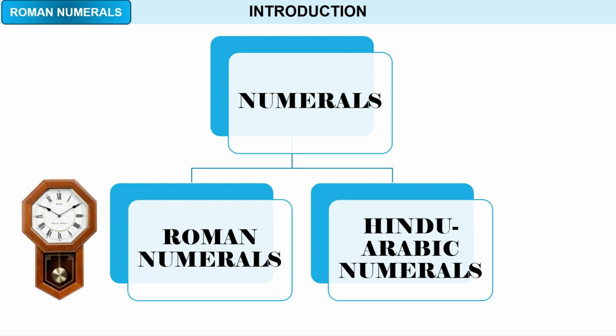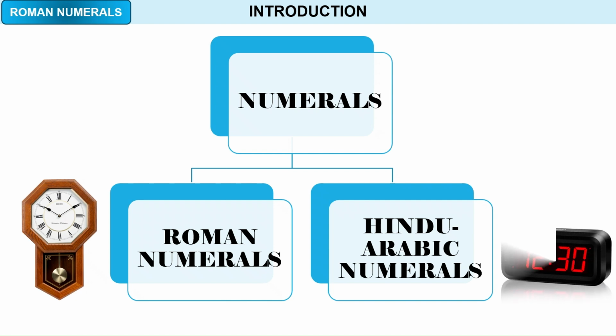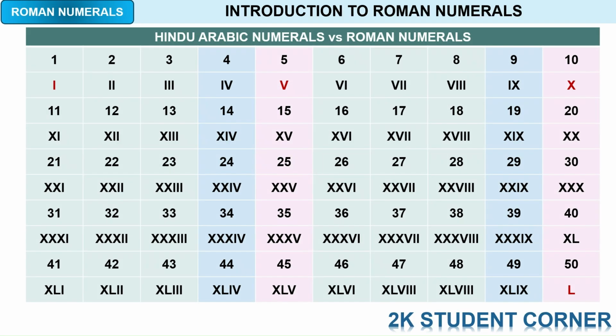The left-hand side clock has Roman numerals. The right side digital clock uses Hindu Arabic numerals to represent time. Roman numerals are older than Hindu Arabic. Roman numerals use alphabets to represent numbers. The table here shows the Roman numerals corresponding to the Hindu Arabic.